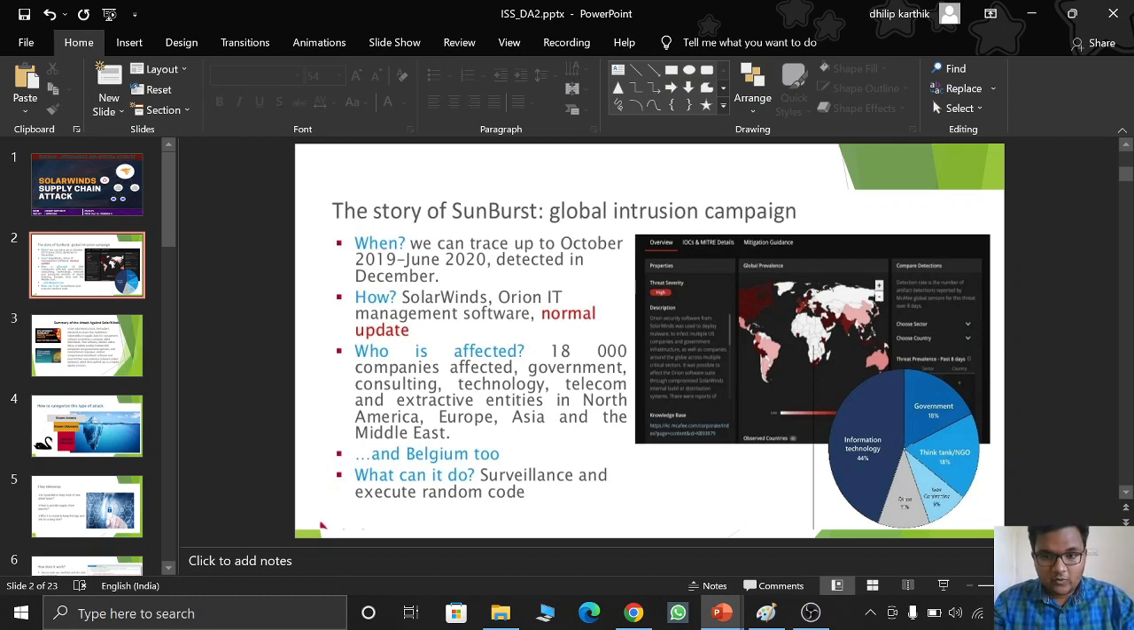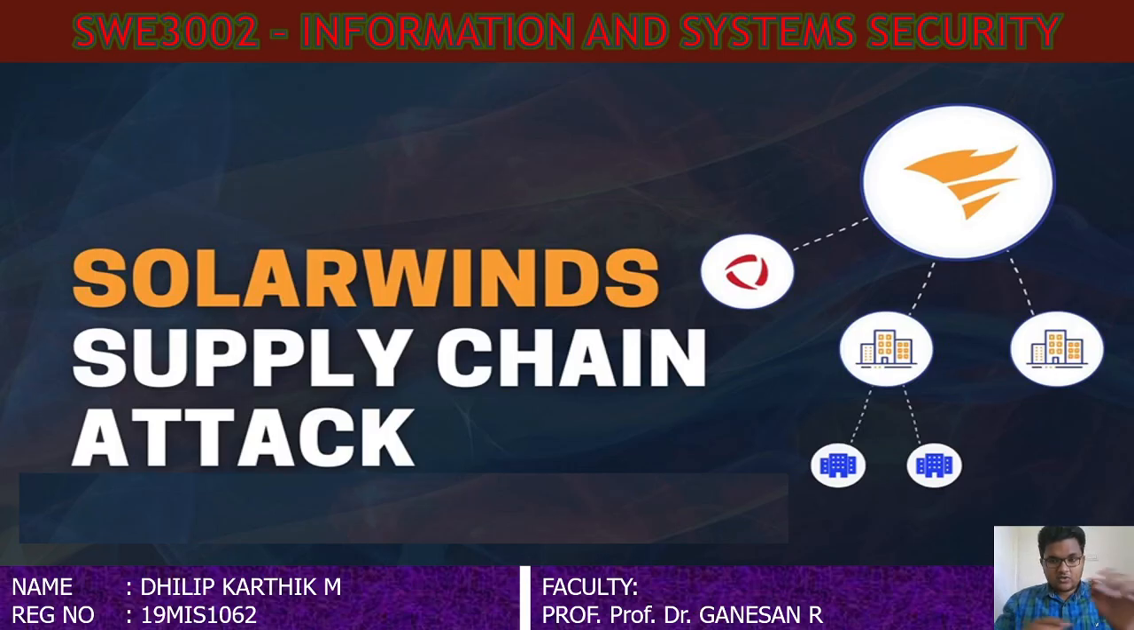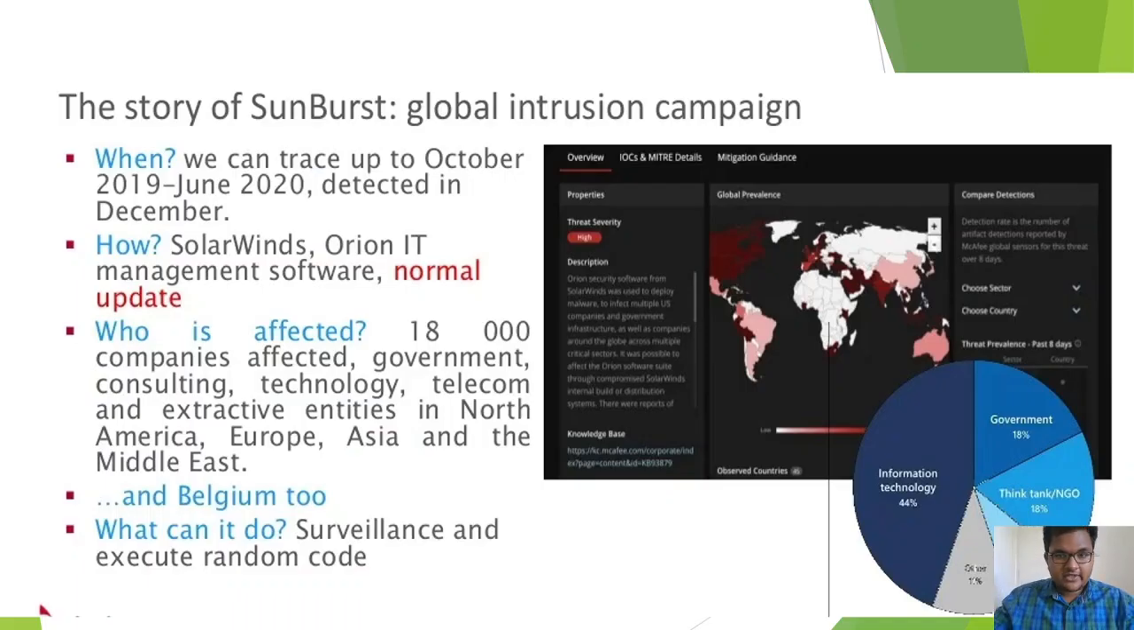Actually, the story of this SolarWinds attack is like so. The malware they used in the SolarWinds attack is Sunburst. Sunburst is the name of the malware used for this attack. So first, let us understand what this SolarWinds attack is. SolarWinds is actually an organization.